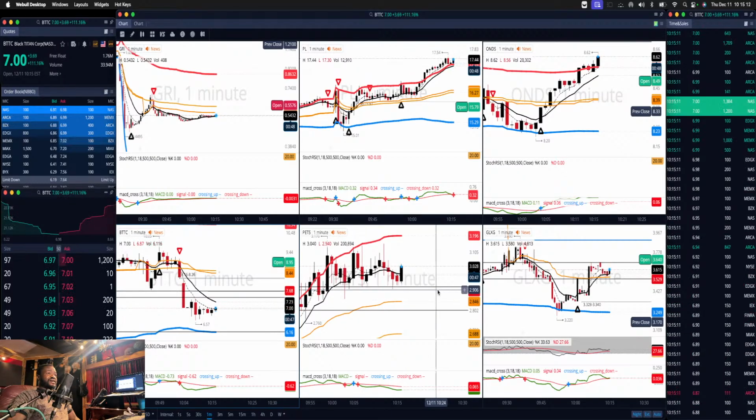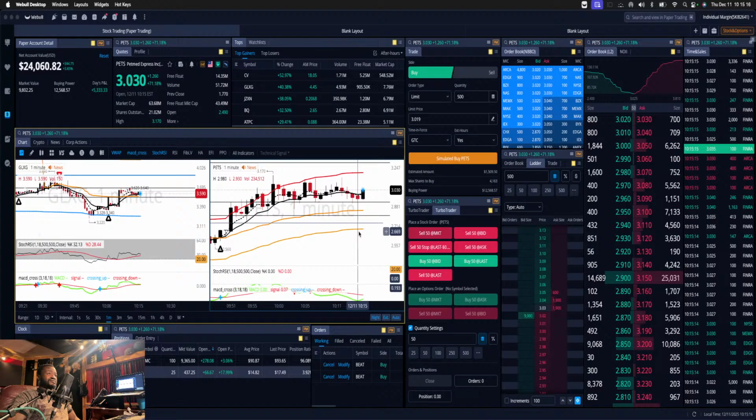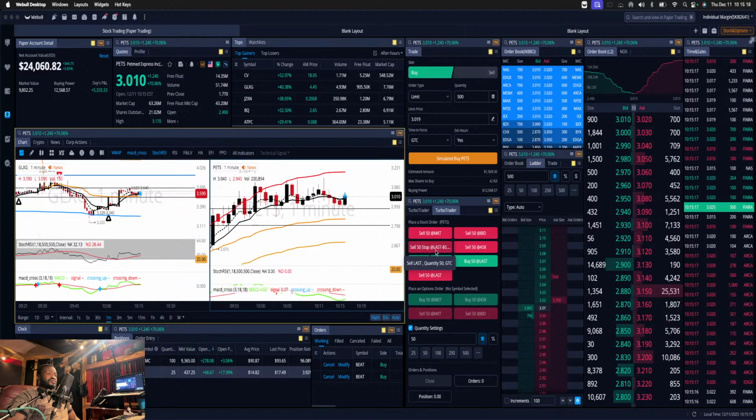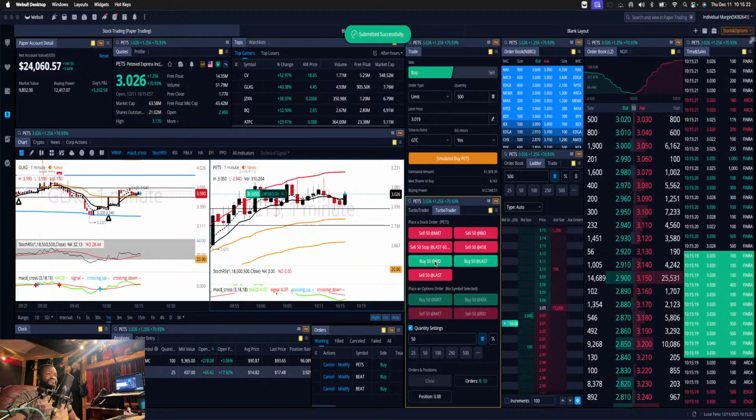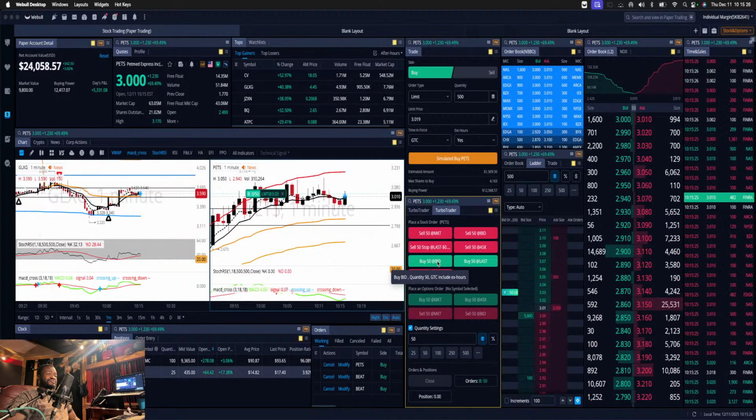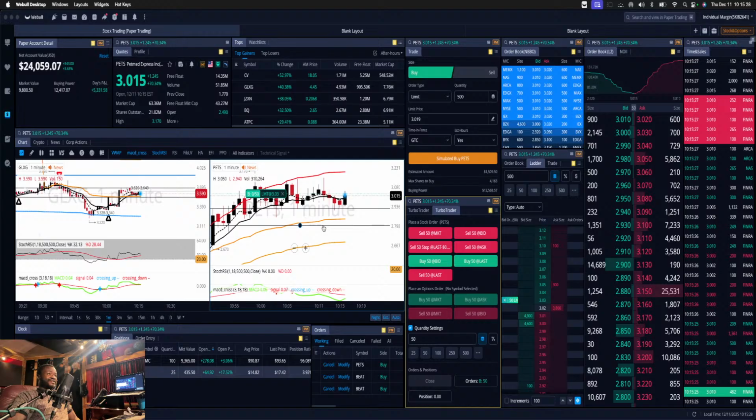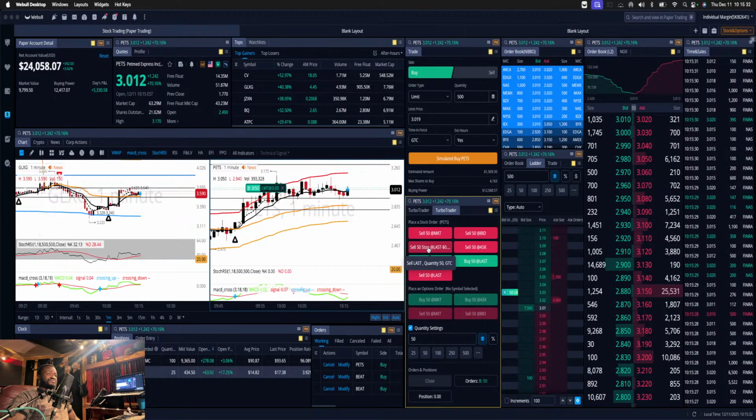There goes PETS. QUBT. There goes PETS. QUBT. Come on. QS. ONDS. QUBT. All right, let's buy 50. ONDS. Let's hope it's not the inducement, because that's not where I want to get in from. ONDS.